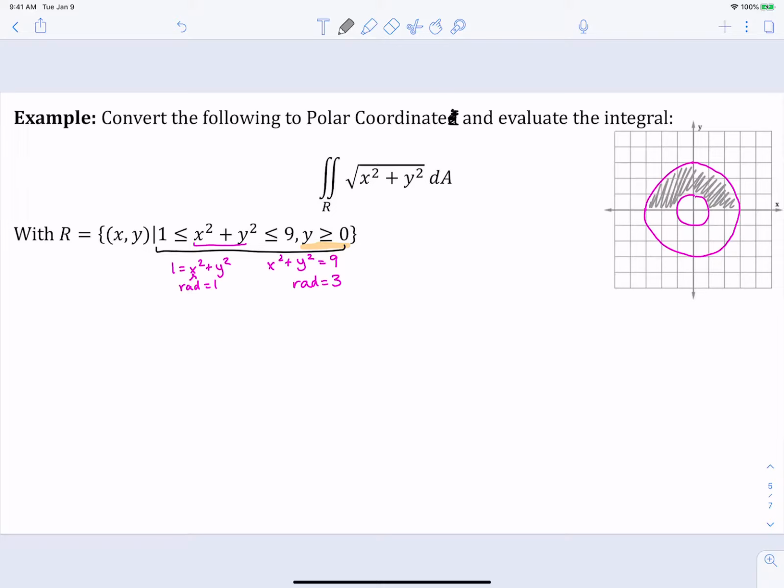And then if we think about what our limits of integration are going to be in terms of r and theta instead of x and y, we're looking at r going from 1 out to 3. And again, notice that's a much nicer limit of integration. We don't have a function in here. In terms of our angles, it's going to start at 0 and go until we get to pi. So we're going to go from 0 to pi for our limits of integration for theta.